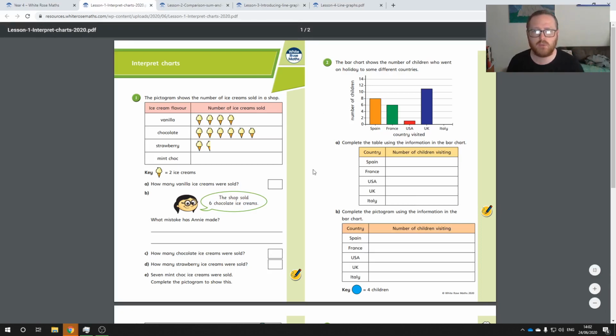Now, a pictogram is right here, and the pictogram is a chart in which numbers are represented by pictures. That's why it's called a pictogram. In this chart here, one ice cream cone is 2 ice creams. So here, that's 2, that's 2, that's 2, and that's 2. So in total, there are 8 vanilla ice creams that have been sold. Not 4, it's 8, because each of those cones is actually worth 2.